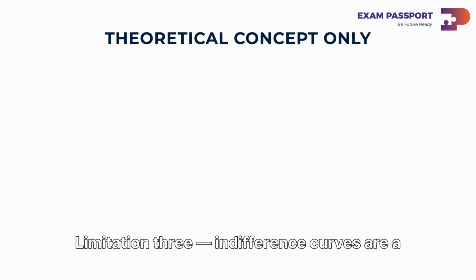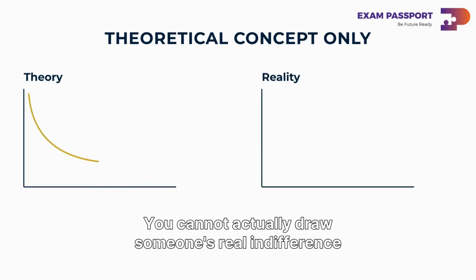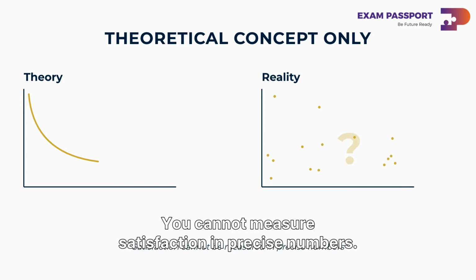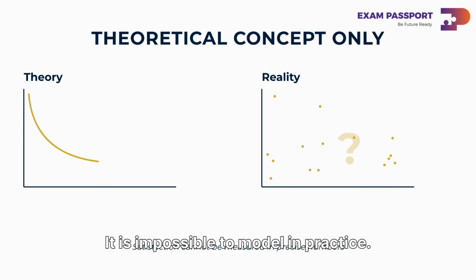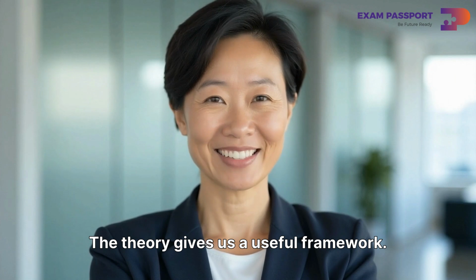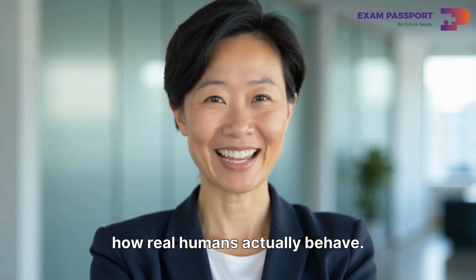Limitation 3. Indifference curves are a theoretical concept. You cannot actually draw someone's real indifference curve. You cannot measure satisfaction in precise numbers. It is impossible to model in practice. The theory gives us a useful framework, but it is a massive simplification of how real humans actually behave.